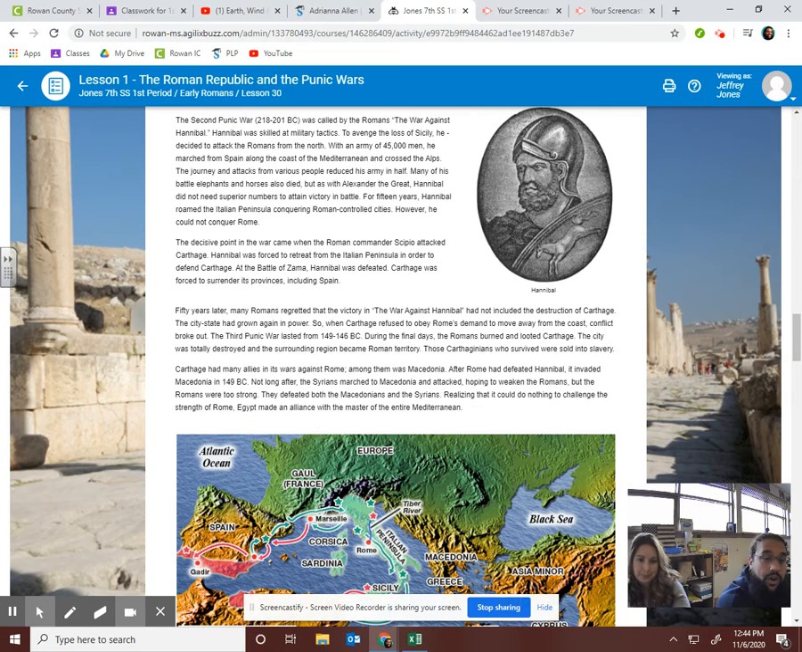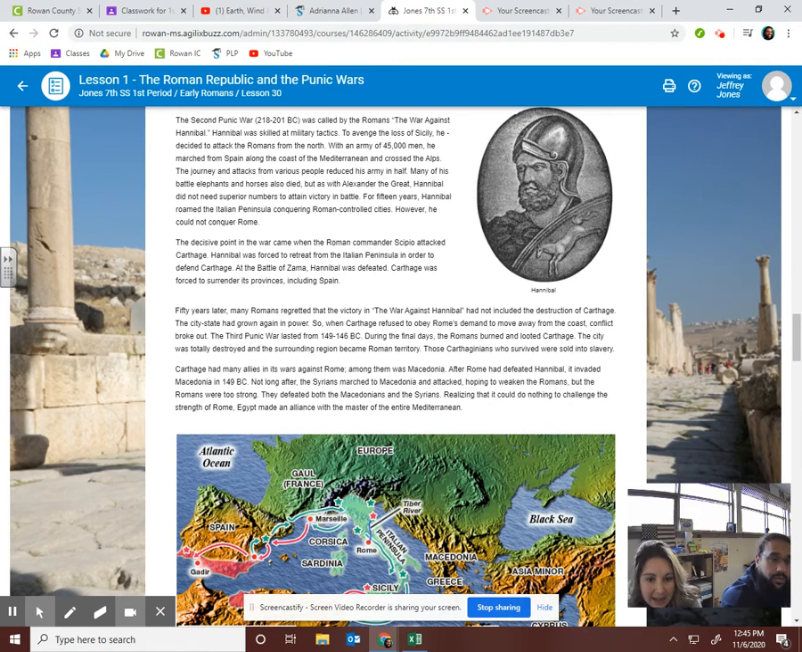The city-state had grown again in power. So when Carthage refused to obey Rome's demand to move away from the coast, conflict broke out. The Third Punic War lasted from 149 to 146 BC. During the final days, the Romans burned and looted Carthage. The city was totally destroyed, and the surrounding region became Roman territory. Those Carthaginians who survived were then sold into slavery.